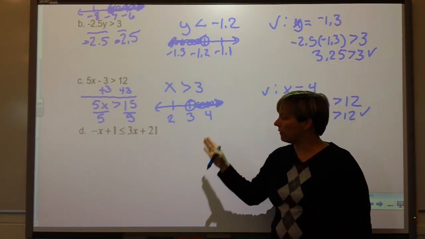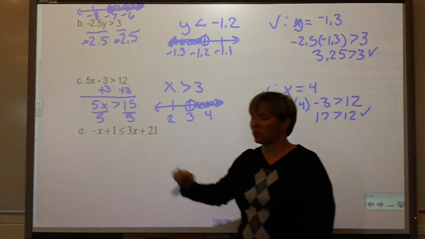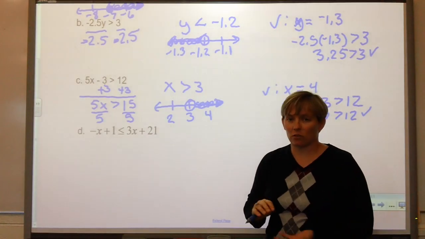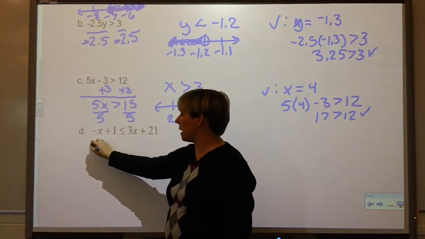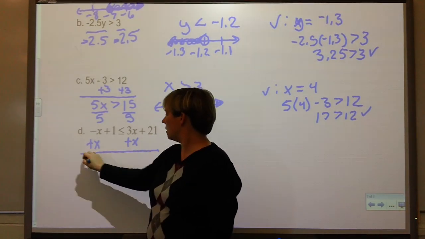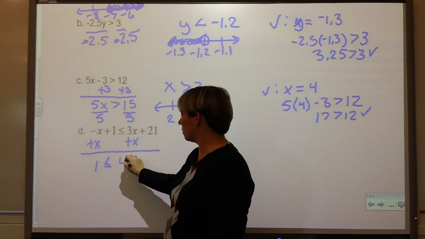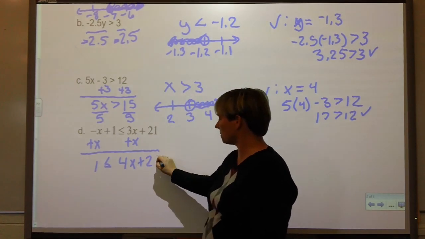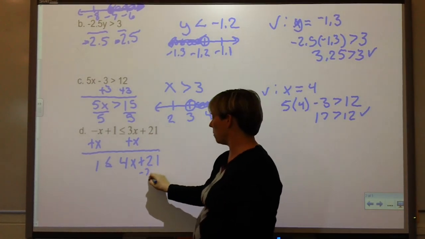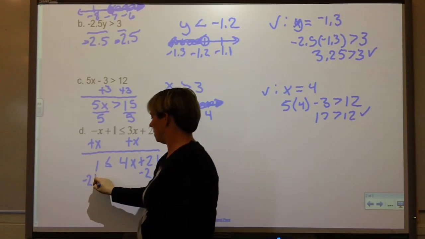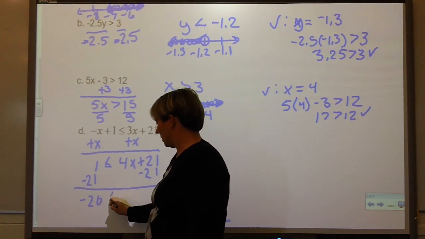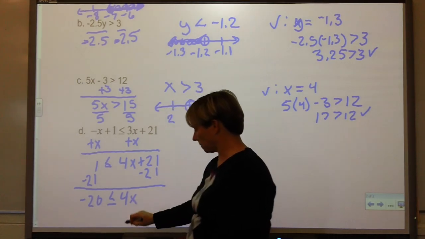D, here we have an inequality where we have variables on both sides. Just like if this were an equation, my first job is to get those variables on the same side. So I'm going to take this minus x, and I'm going to add x to both sides. That gives me 1 is less than or equal to 4x plus 21. And now it's exactly like I did on C. Subtract 21 from both sides. That gives me negative 20 is less than or equal to 4x.